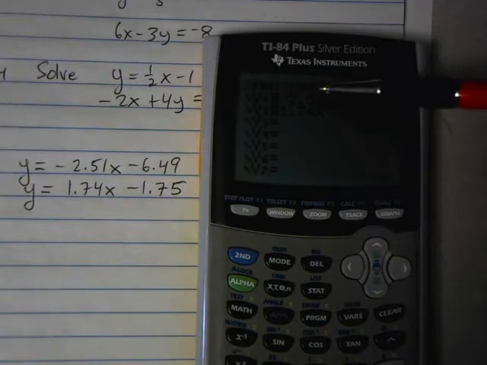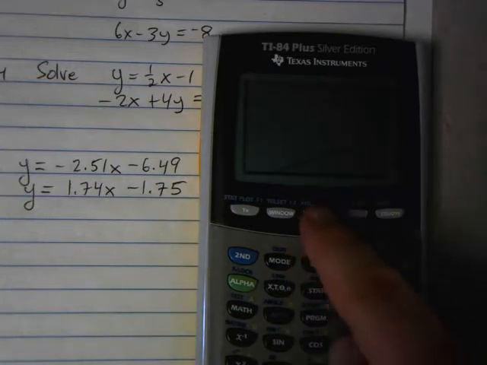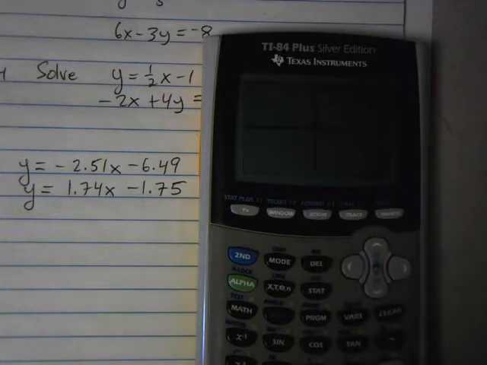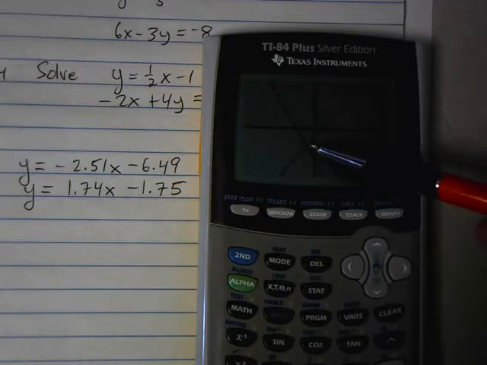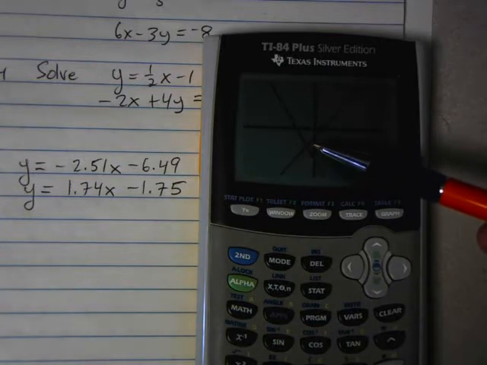I definitely know these two lines are going to cross. I know they're going to cross because I see they have different slopes. Let's draw zoom 6. Oops, I hit the wrong button there. Zoom 6. So we can see where they cross, right about there.